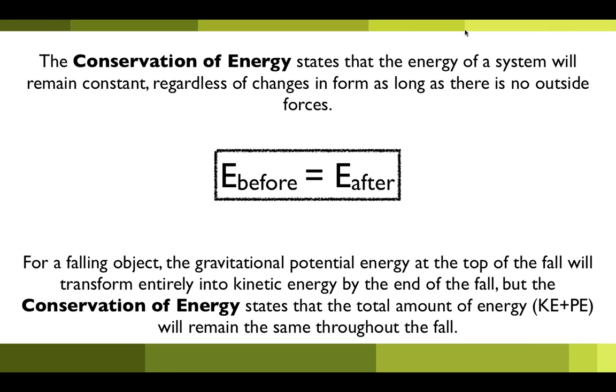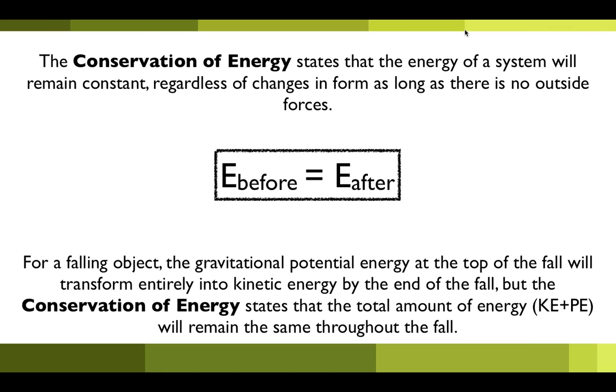Now, I already gave it away, but energy is conserved. So the total amount of energy you have in some system has to equal the total amount of energy you have after something happens in that system. So the energy can change forms, but it can't vanish. It can only move around a little bit. So we're going to use conservation of energy to solve a couple problems here.